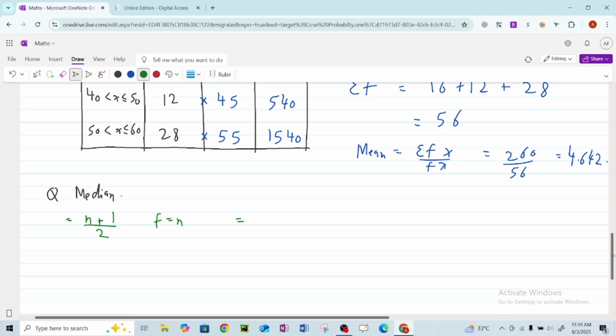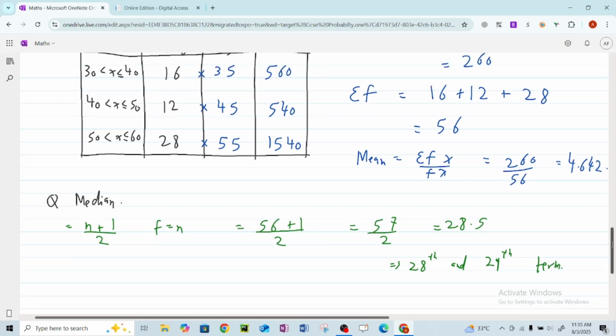So we're going to have f, that was 56, plus 1 divided by 2. That will give me 57 divided by 2, and that will give me 28.5, meaning the 28th and 29th term. Now we have to see where these two terms are in the table.